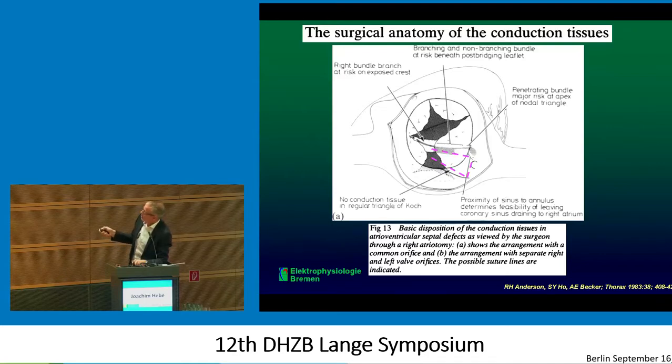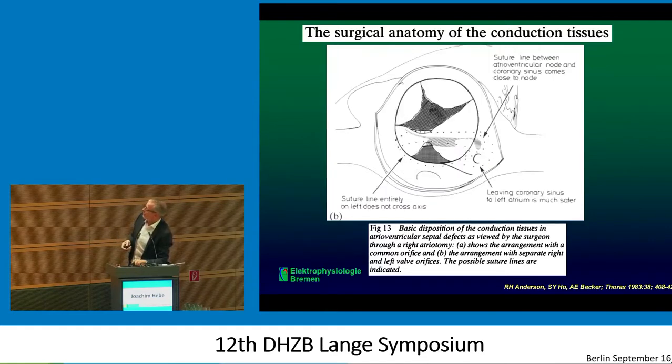And the course of the penetrating bundle is just beneath the bridging leaflet, so it's just waiting for a stitch to be made from the surgeon. And you see the more distal part of the right bundle branch is just running on the surface of the crest of the defect. So this is waiting for really just stitching or stretch. So I would say it's no wonder that postoperative AV block is still an issue in these patients.